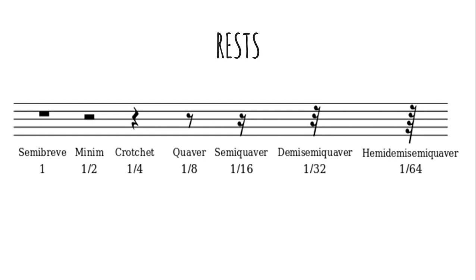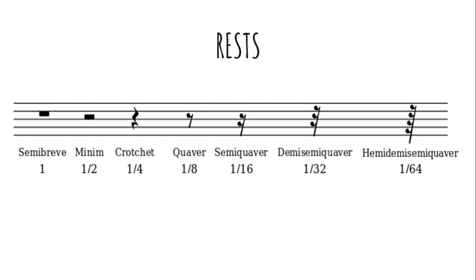The third one is the crochet rest. Within a bar this rest receives only one quarter of the bar, which is equal to one count of the bar, so it is also called the quarter rest. Over there you can see the one by four fraction of the rest.